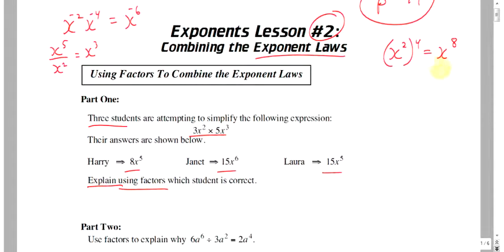Remember factors? What are the factors of 6? 1, 2, 3, and 6. What are the factors of x cubed? X, x, x. Okay? Think of it as repeated multiplication. First, can I rewrite this? What does it say in English? It says 3 times x squared times 5 times x cubed.